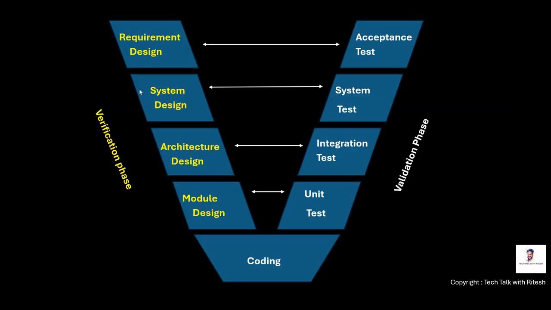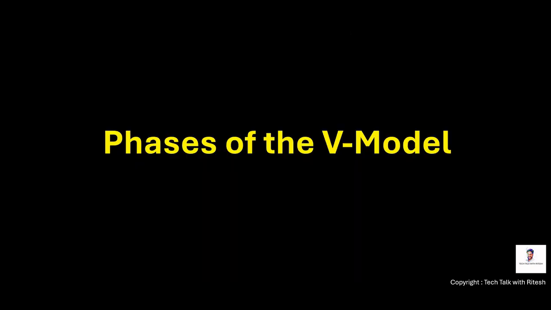Now let's understand this with a pictorial format. That's why it's called the V model, because for every phase of development there is a corresponding testing phase. For example, for requirement analysis, we have the acceptance test. For system design, we have the system test. For architecture design, we have the integration test, and so on, right? Because we can imagine it as a V, that's why it is called the V model. Let's see the phases of the V model.